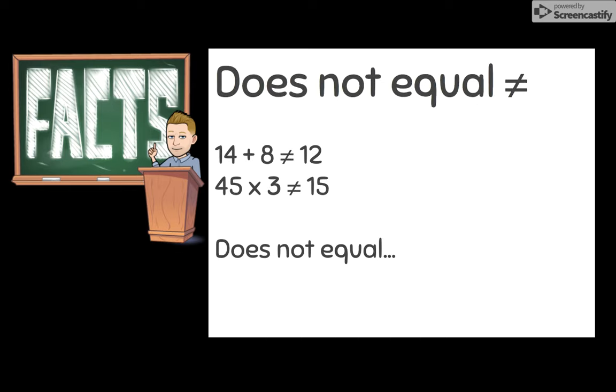Alright, next one guys. This symbol over here, the equal symbol with the line running through it, means does not equal. So it isn't the same as something else. Something else is not the same as. So 14 plus 8 does not equal 12. 45 groups of 3 does not equal 15. So when you see an equal symbol with a line through it, it means does not equal.